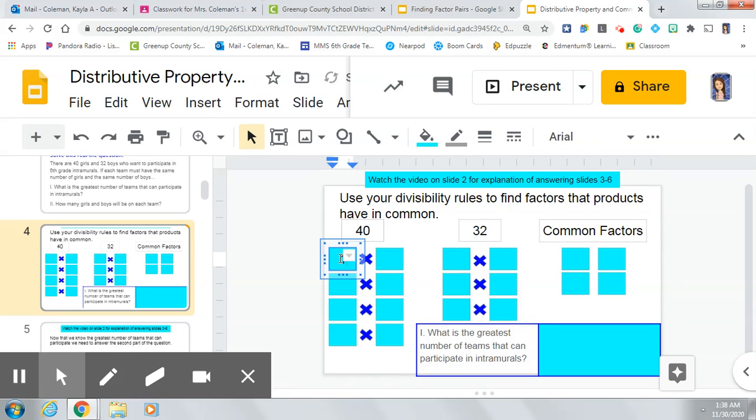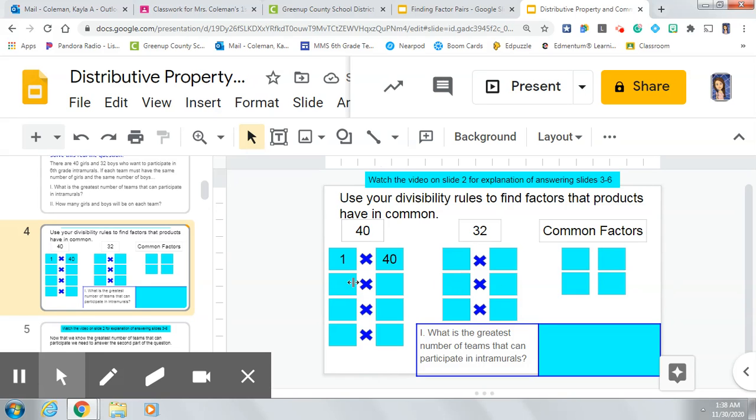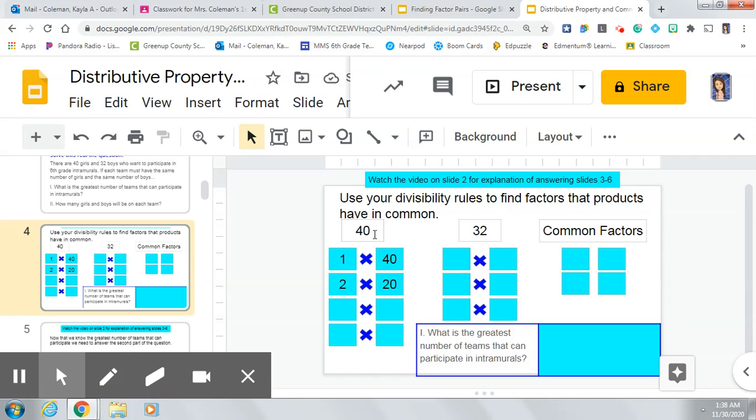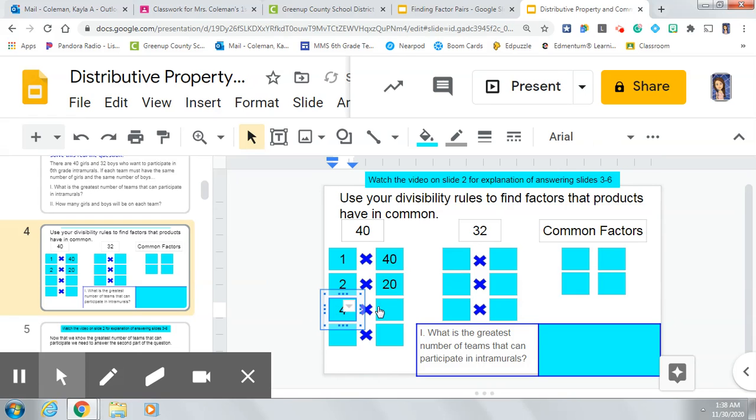Yes, I can. 1 times 40 is 40. So 1 and 40 are factor pairs. Can I divide 40 by 2? Yes, 40 is even. I know that 2 times 20 would be 40. Can I divide 40 by 3? No. Can I divide 40 by 4? Yes, I know that I can do 4 times 10 to get 40. Can I divide 40 by 5? Yes, I know that you can do 5 times 8 to get 40.